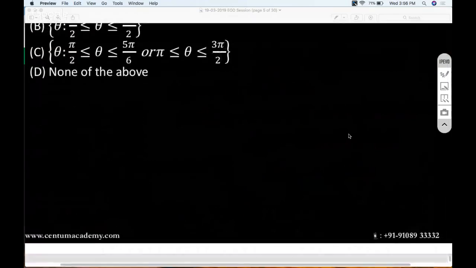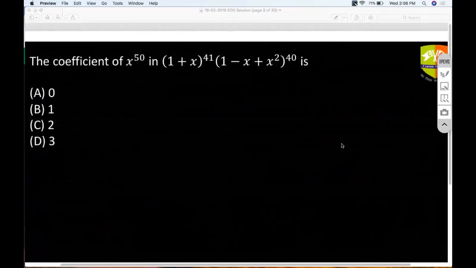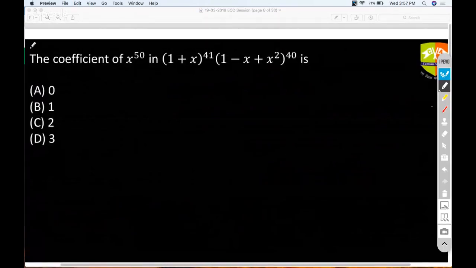Let's move on to the sixth question now. The coefficient of x to the power 50 in (1 plus x) to the power 41 times (1 minus x plus x squared) to the power of 40.